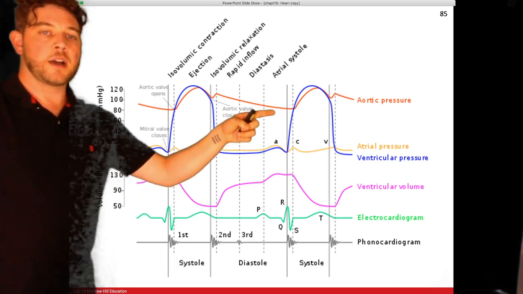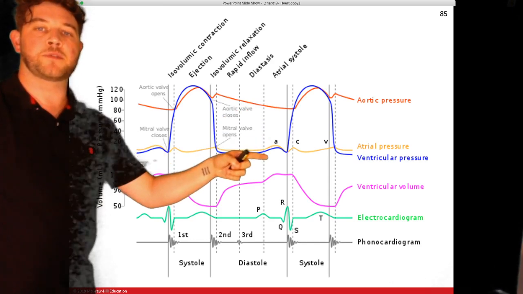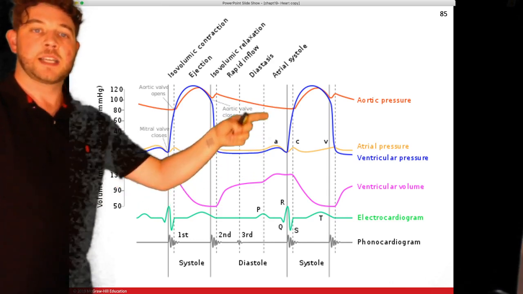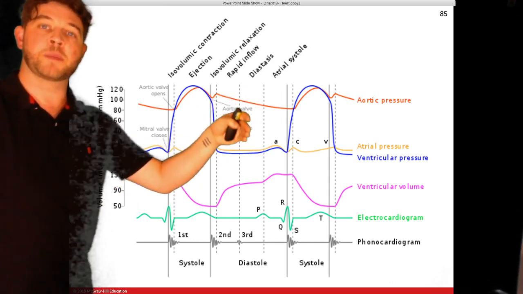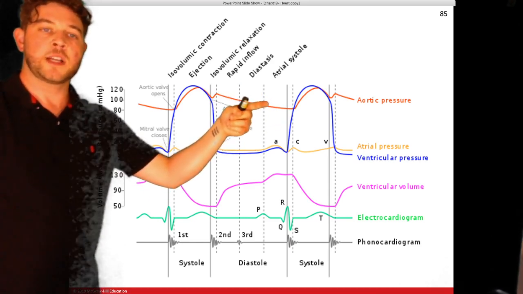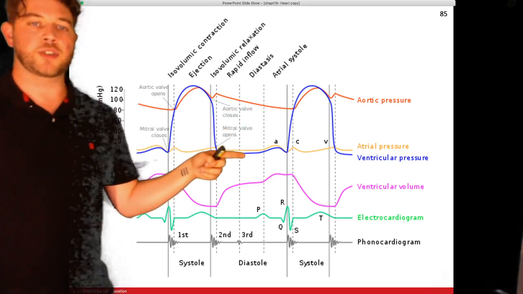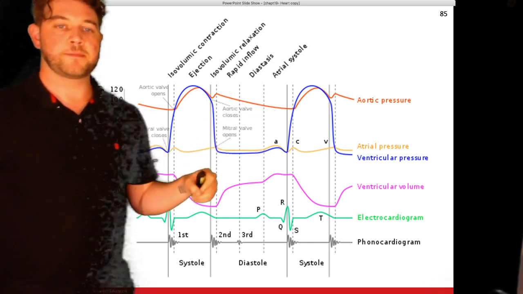Right here, the aortic pressure is dropping because if the ventricles are filling with blood, that means that they're relaxed. And so this means that they're not pumping blood into the aorta. So the pressure in the aorta is starting to decrease. So you have an increase in ventricles, an increase in atria, but a decrease from the aorta.